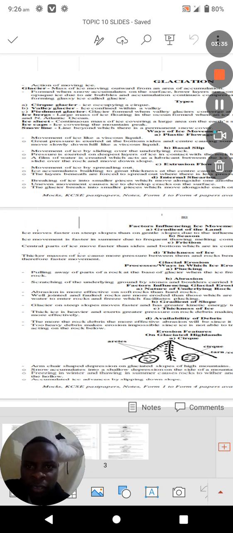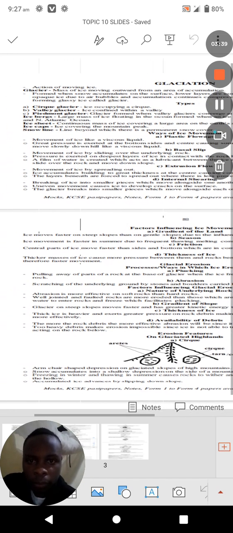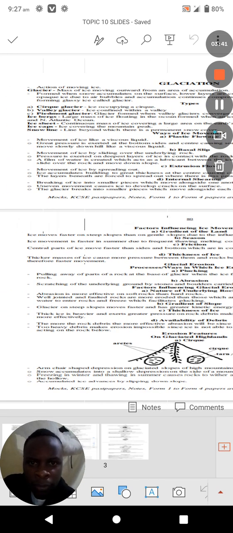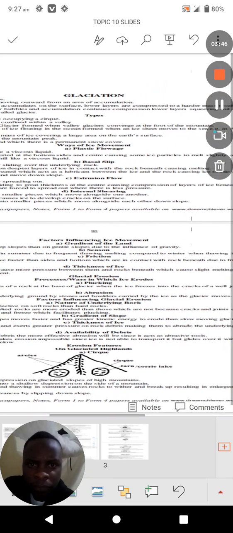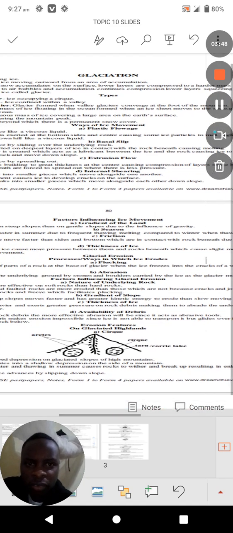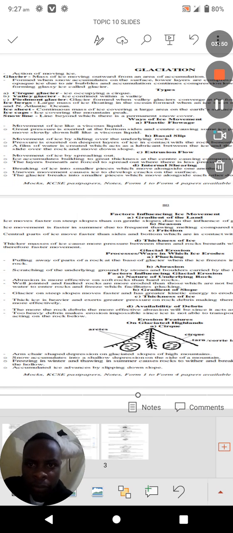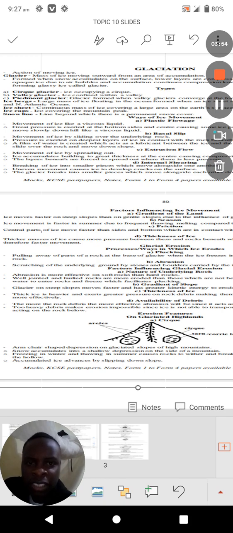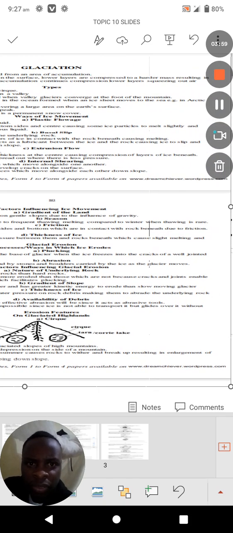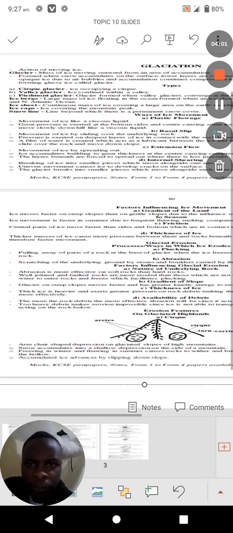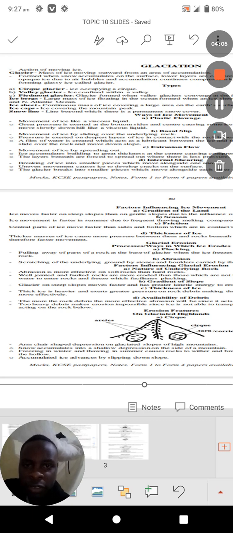Now the basal slip, the movement of ice by sliding over the underlying rock. Pressure is exerted on the deepest layers of ice in contact with the rock beneath, causing melting. A film of water is created which acts as a lubricant between the ice and the rock, causing the ice to slip and slide over the rock down slope.